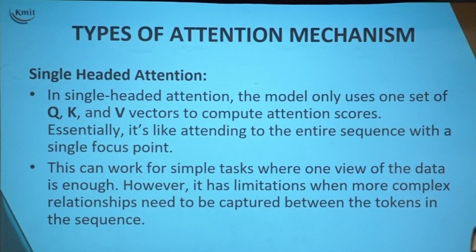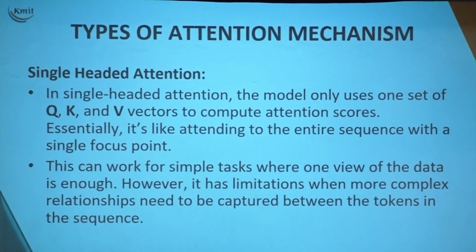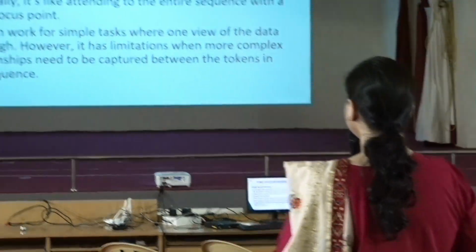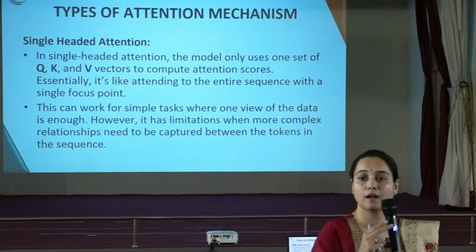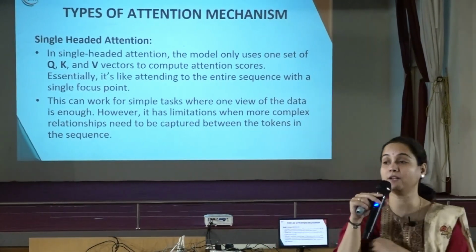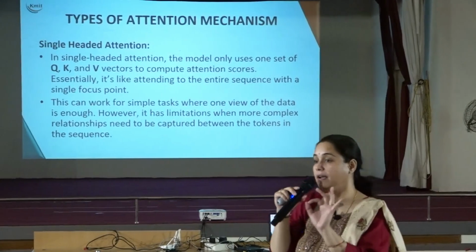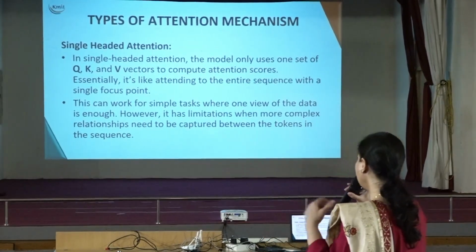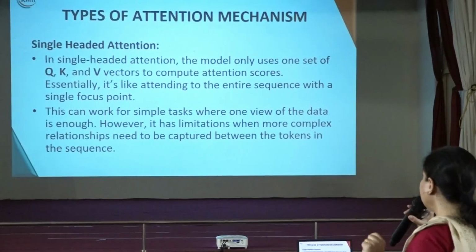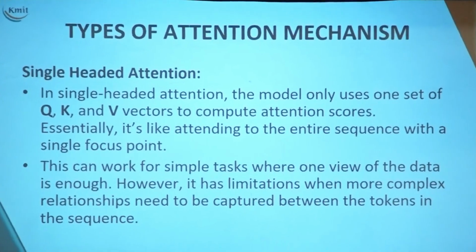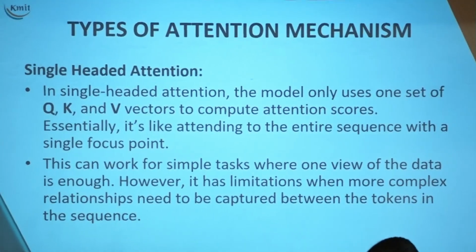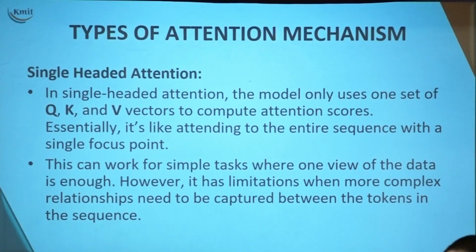Single-headed attention. Single head and multi-head is again one category, guys. Please try to understand, this is a very important part of the transformer. So in single-head attention, the model will use only one set of Q, K, V. Whenever you are using only one set of query, key and value to compute your attention scores, it is single-head attention. This can work for simple tasks. However, it has limitations when more complex relationships have to be captured amongst your input data.